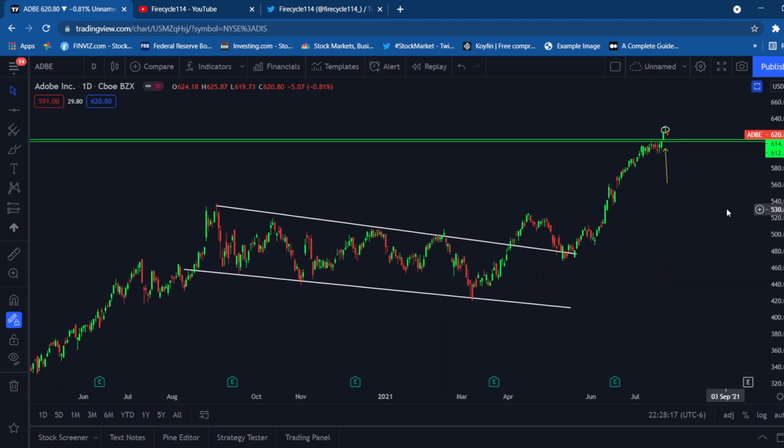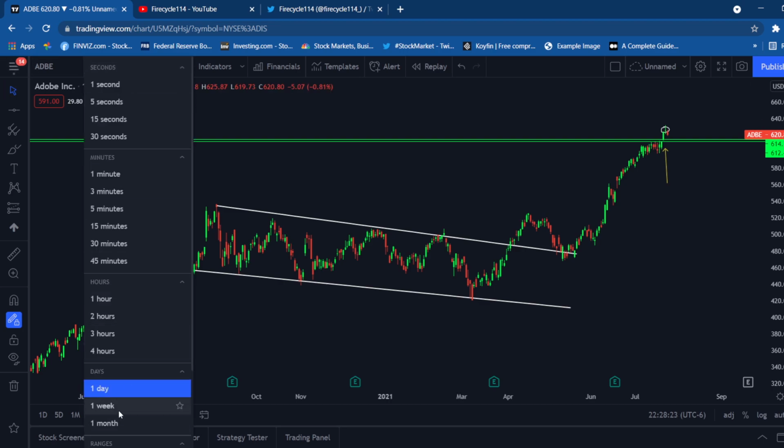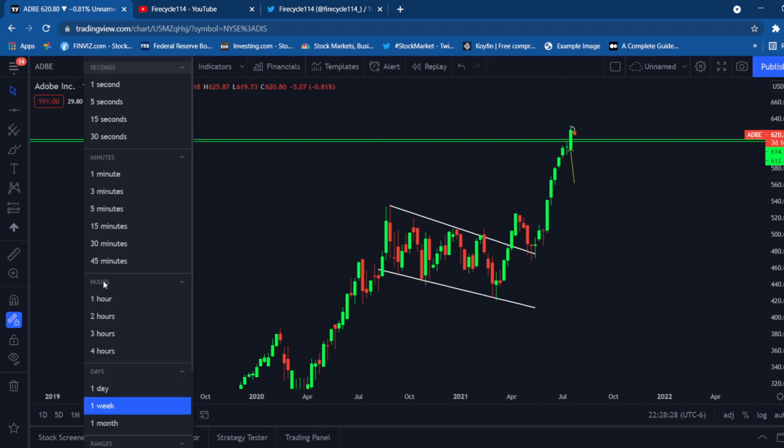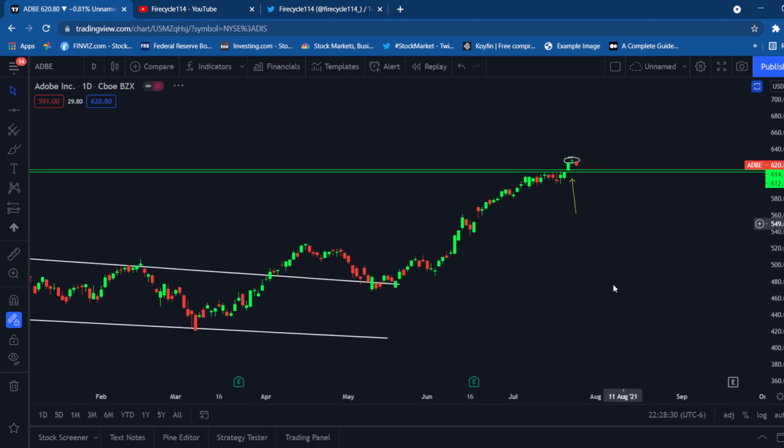Just looking at the daily, it already looks way overextended. And if we look at the weekly, it just looks extended overall. I'm loving this gap to short on this exhaustion gap over here.